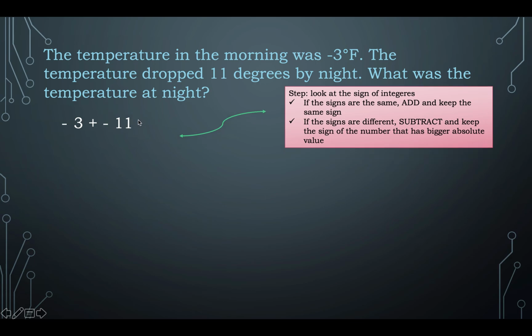negative 14. Why? Because you need to apply the rule for addition. You have to look for the sign. Here they are having same sign, so you need to add the absolute value and keep the same sign. So 3 plus 11, it is 14, and the sign will be negative. So the answer will be negative 14.